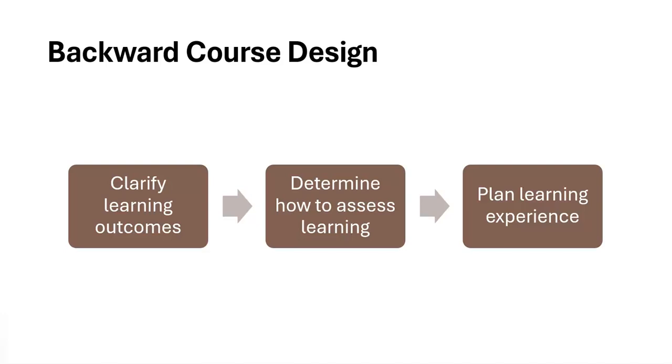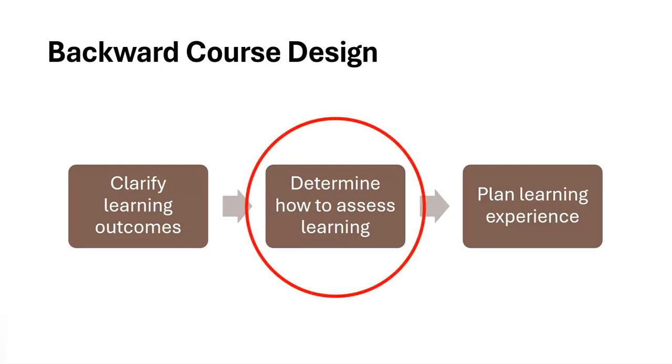So in the beginning of the course, we talked about the idea of backward course design, where you start with your learning outcomes, then determine how you'll assess the learning, and then you'll plan that learning experience. And right here in the middle is where we are. We need to be able to determine how we will assess our learning to make sure that we are then creating the learning experience for that purpose.